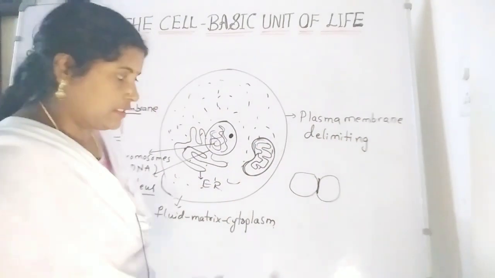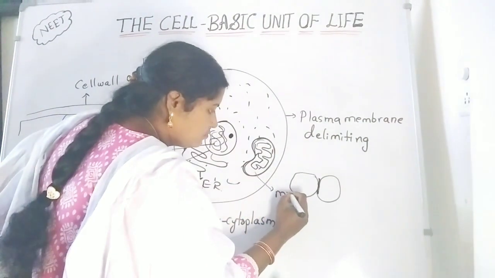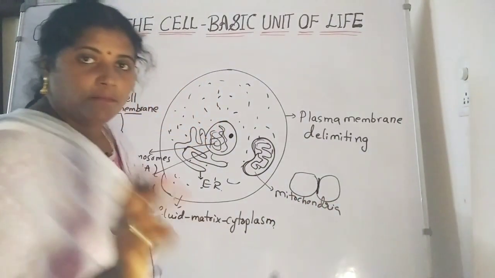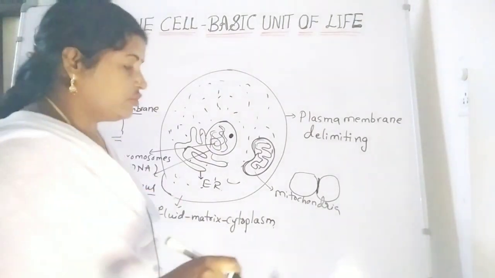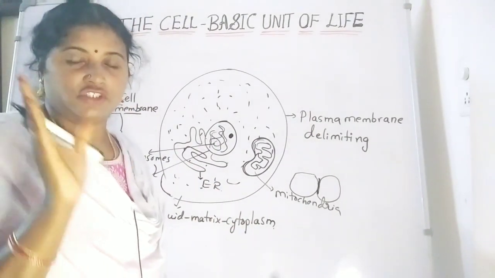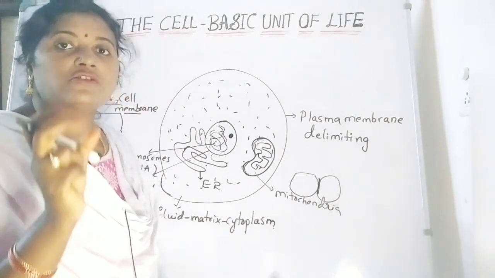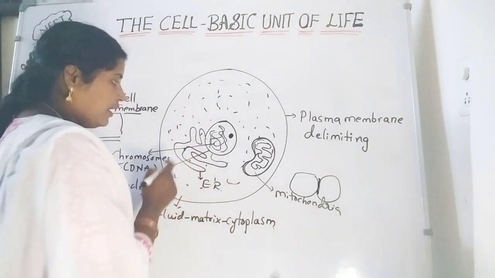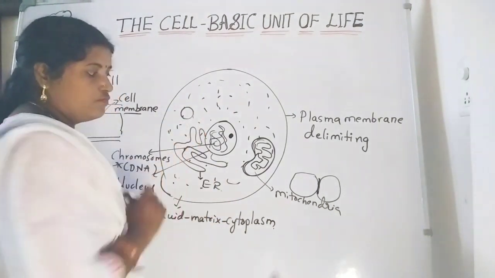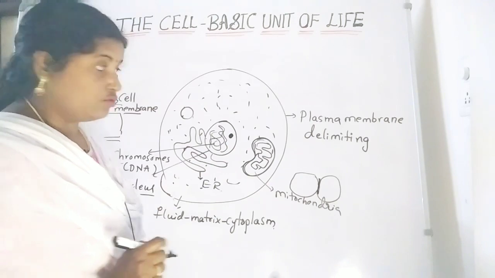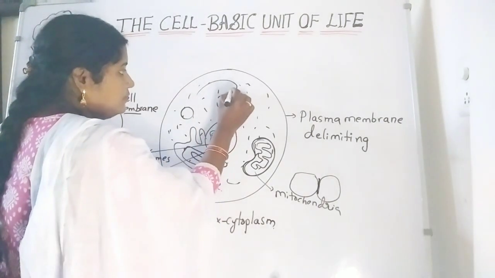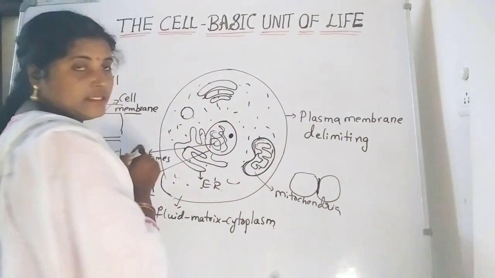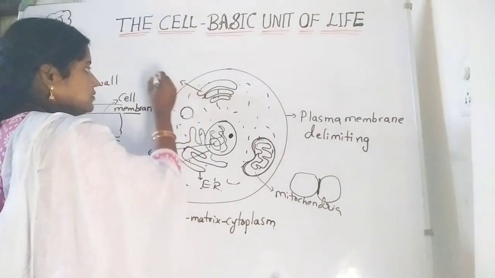Mitochondria is present. Mitochondria, powerhouse of the cell, right all of you? Mitochondria, powerhouse of the cell, which is responsible for cellular respiration, which is going to store the energy in the form of ATP. Mitochondria, and it also contains the lysosomes. It also contains the Golgi complex.